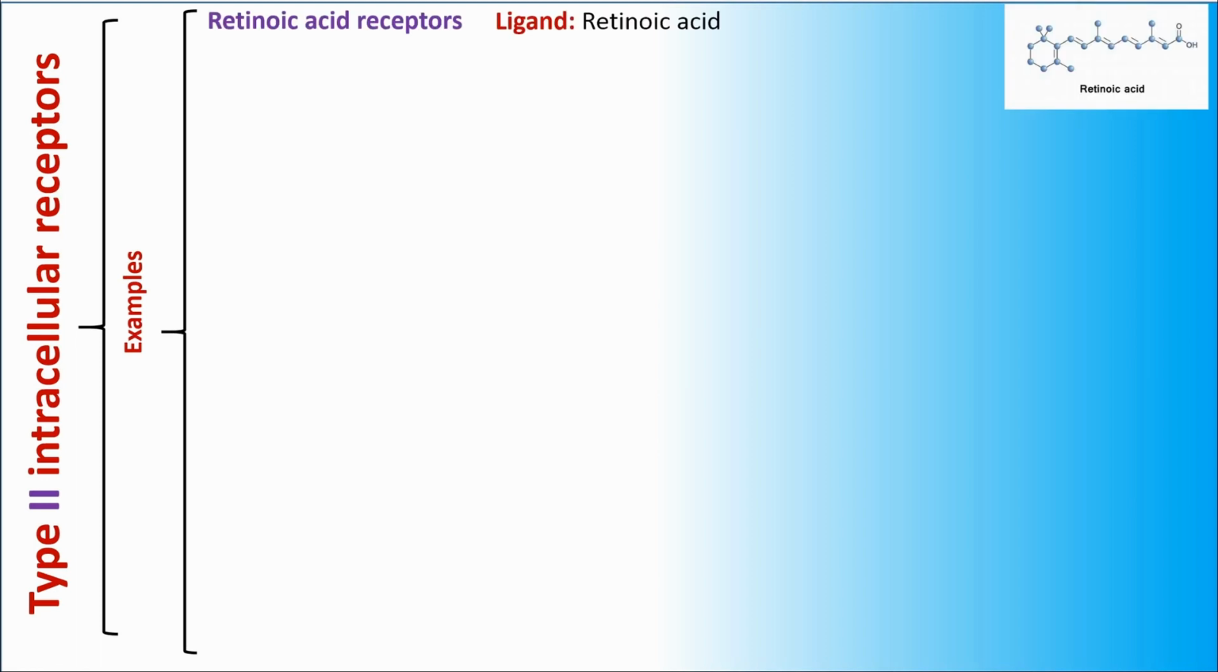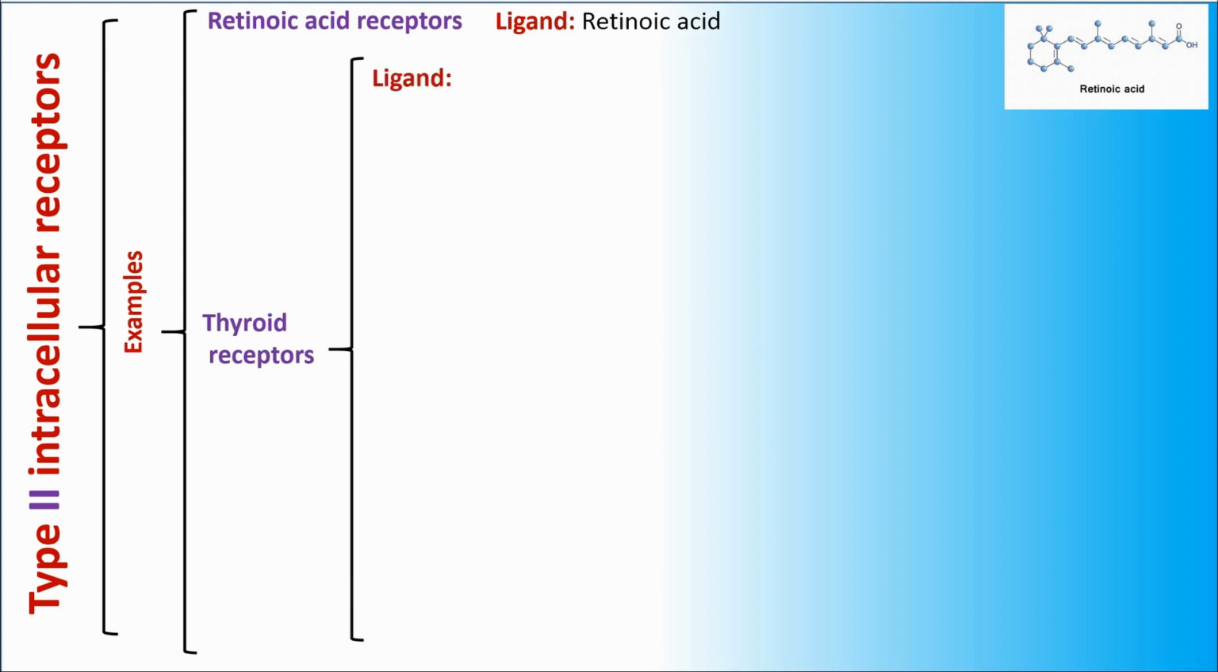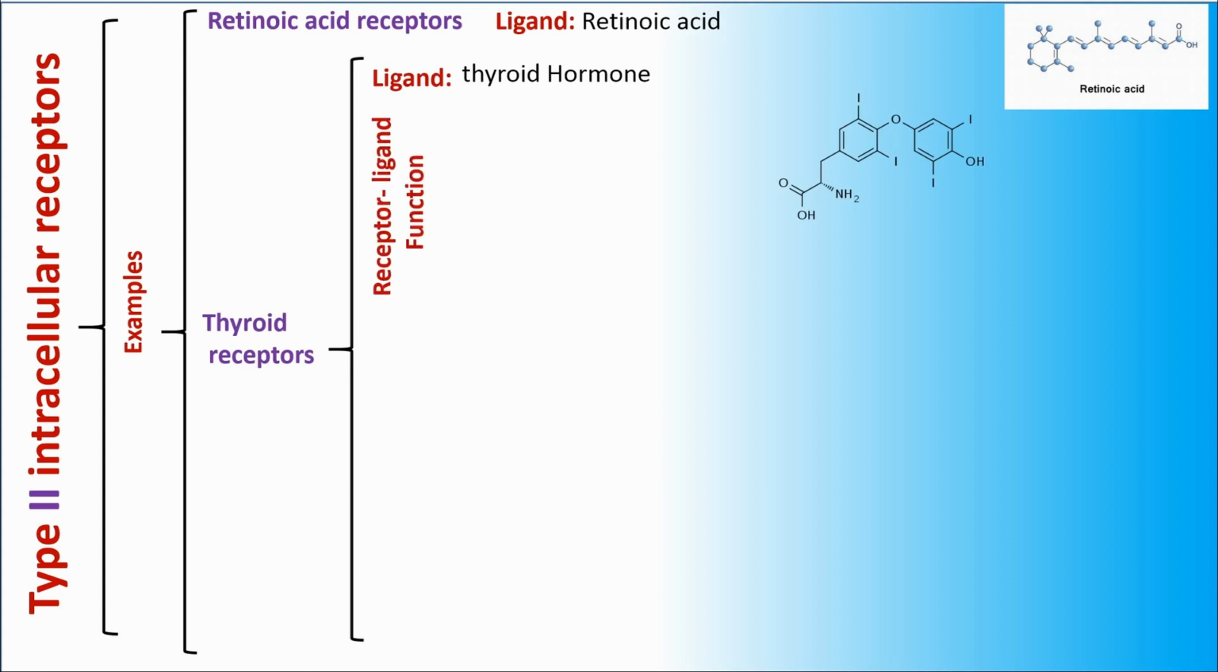Examples of type 2 intracellular receptors. Retinoic acid receptors. Its ligand is retinoic acid. And thyroid receptors. Its ligand is thyroid hormone. Thyroid receptor ligand function: regulating metabolism and regulating cardiac function.